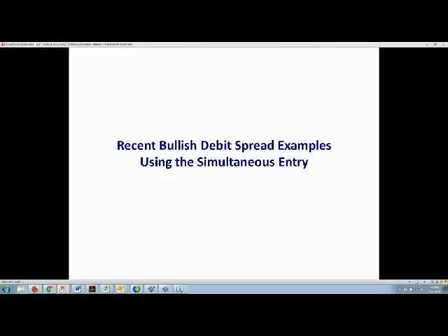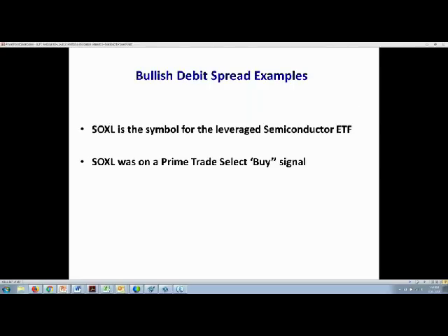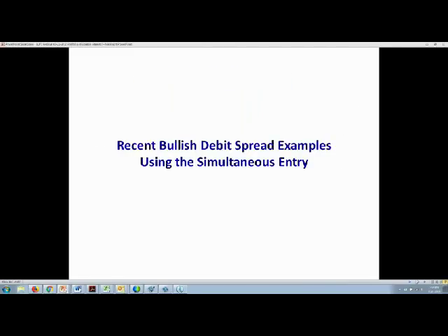Okay, let's look at first a simultaneous entry into a debit spread. We'll look at some actual examples that we implemented recently. And these examples expired 1.5 to 2 months out. So let's look at some examples of simultaneous entries.